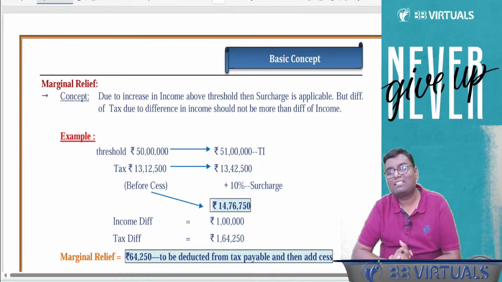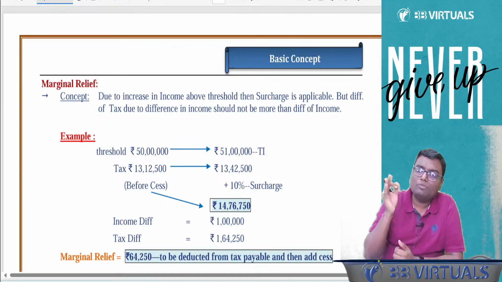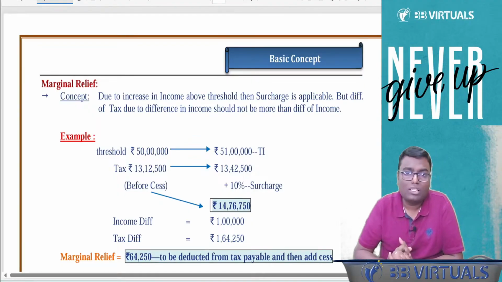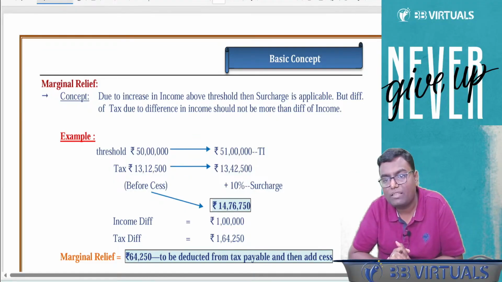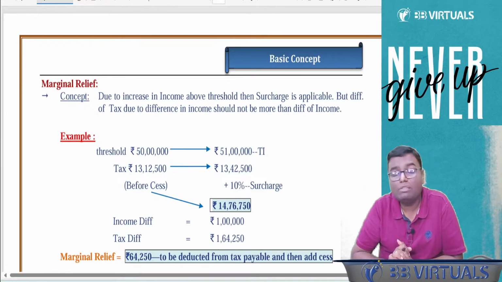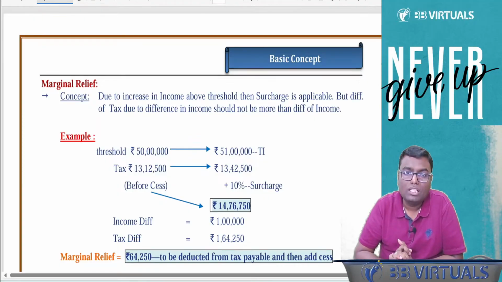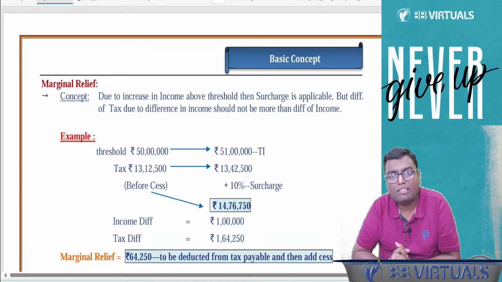Then we saw surcharge. Individual, HUF, AOP, BOI, AJP. If the total income is up to 50 lakh, no surcharge. 50 lakh to 1 crore, 10%. More than 1 crore, up to 2 crore, 15%. More than 2 crore, up to 5 crore, it will be 25%. More than 5 crore, 37%. And what if you follow 115BAC? Maximum surcharge will be 25%.